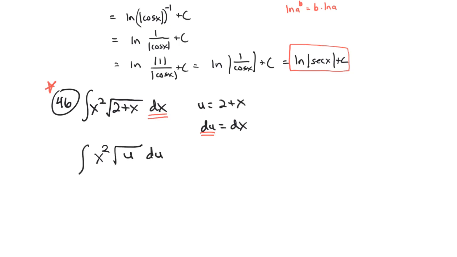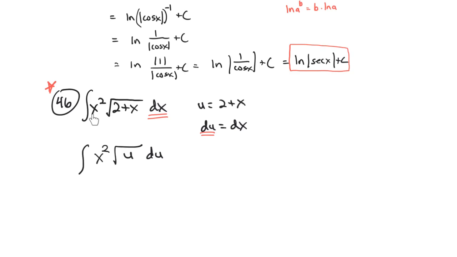And this is not going to work. We can't have these mixed together like this. We can't have u's and x's. It's got to be all x's or all u's. So right here, you can see we're good here. This is the square root of u. dx is du. But what about this x squared?